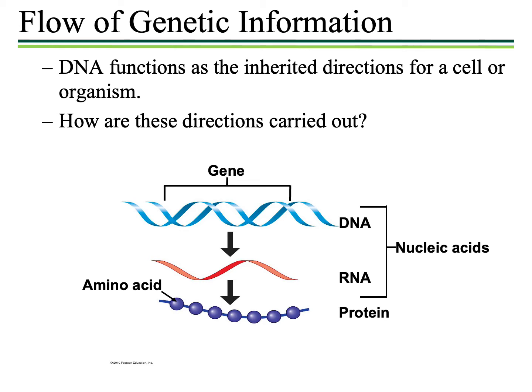Now, hopefully you'll recall a little bit from our previous lecture material at the beginning of the semester when we talked about macromolecules. Nucleic acids fall into the category of being considered a macromolecule. DNA and RNA are the two categories of nucleic acids, and DNA functions as the inherited directions for a cell or an organism to function. DNA is the genetic material. It contains all of the information or the instructions necessary for a cell or an organism to survive.